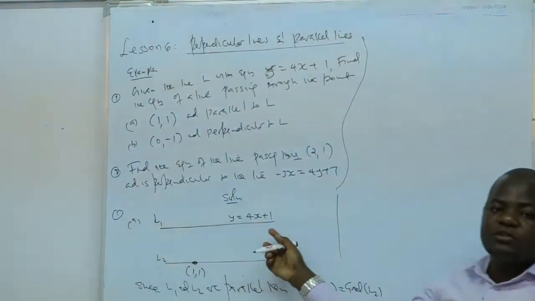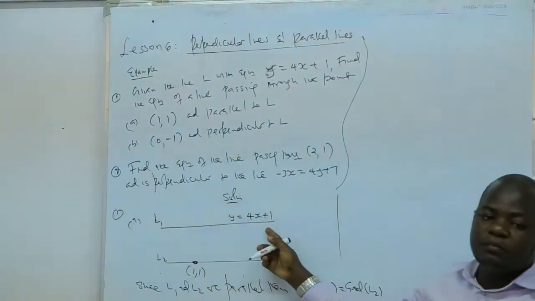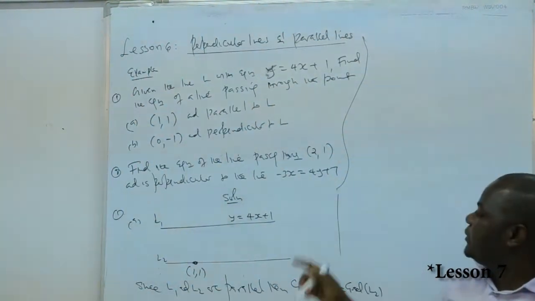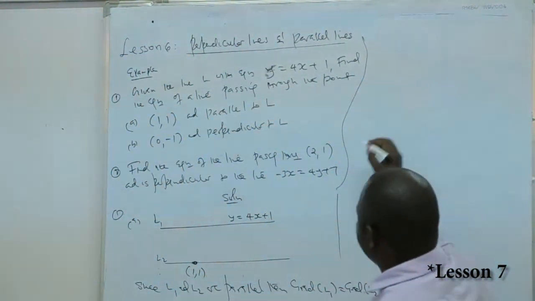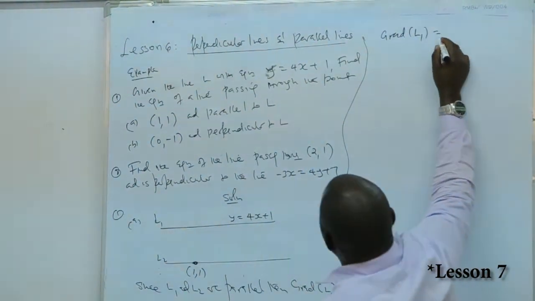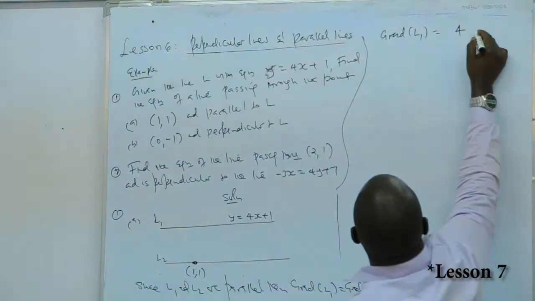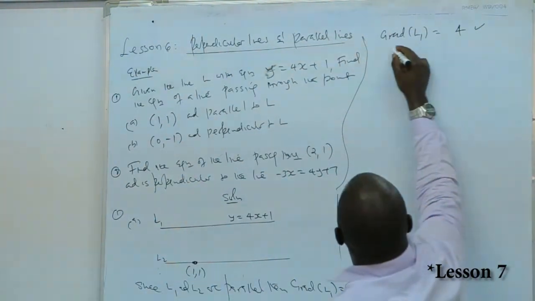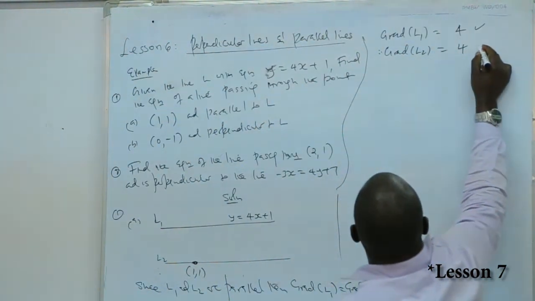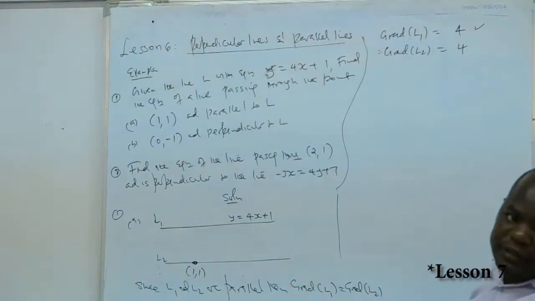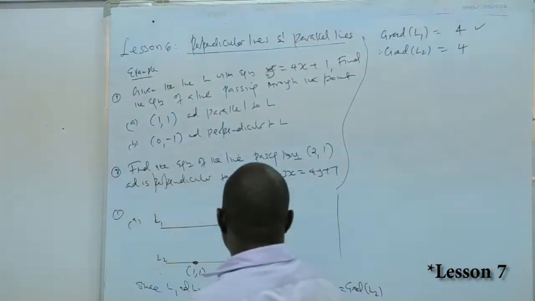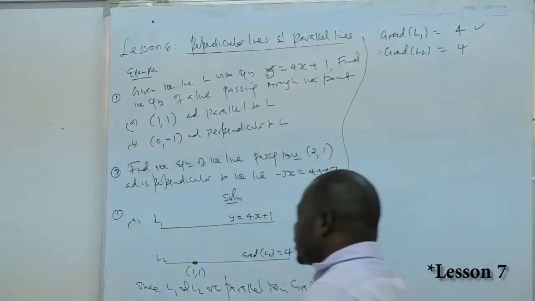If the equation was not well rearranged like this, you first rearrange it in this form. In this case, we are sure that the gradient of L1 is equal to 4. Since we know the gradient of L1, therefore the gradient of L2 is also 4 because these lines are parallel.